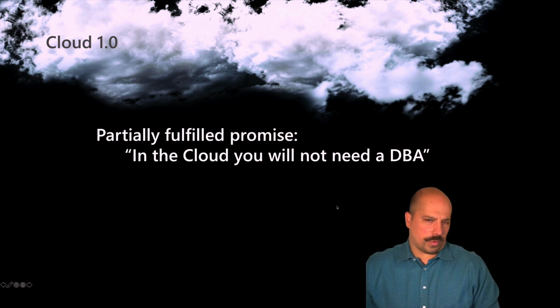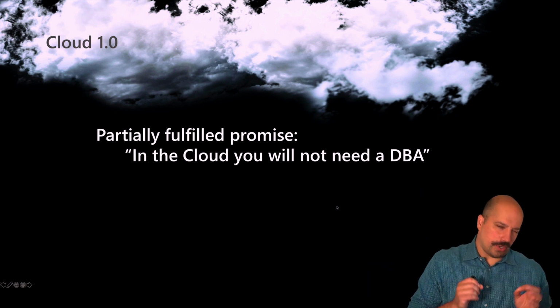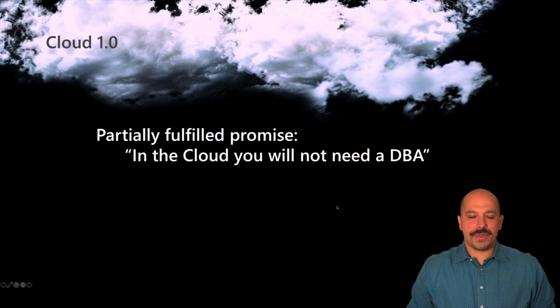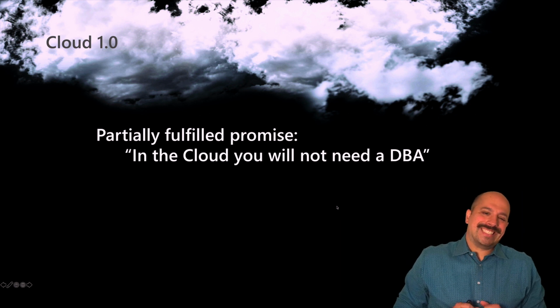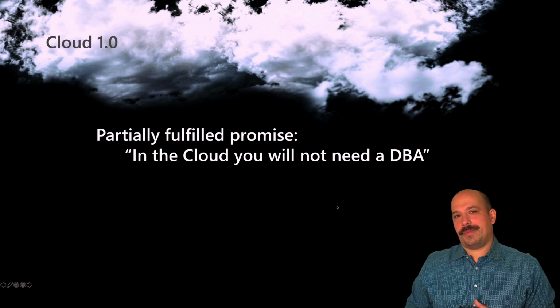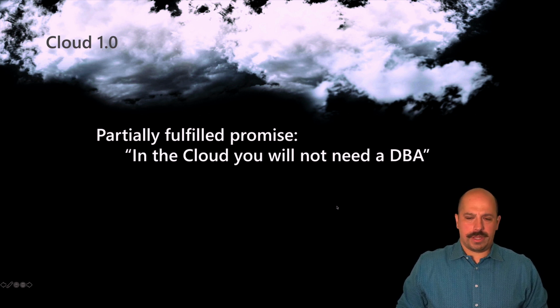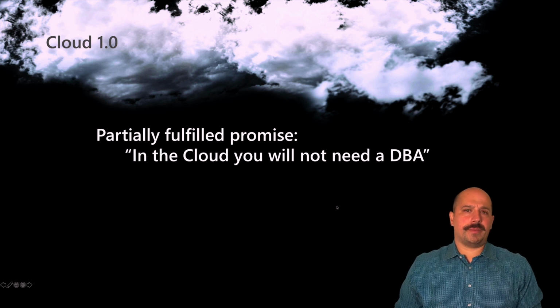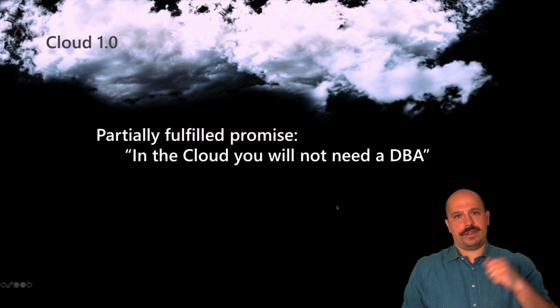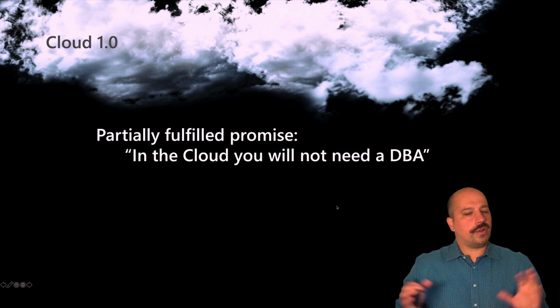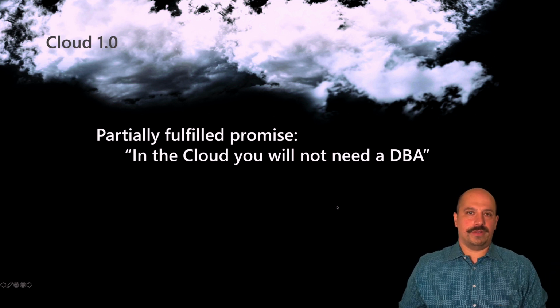So what's the problem with Cloud 1.0? Well, there was one only partially fulfilled promise in Cloud 1.0. We told you, come to the cloud, you're not going to need a DBA in the cloud. That is kind of true, but not completely, right? Lots of the operations that a DBA used to do, like setting up the backup infrastructure for your database, guaranteeing high availability, upgrading the operating system, upgrading the security patches for your database, are all pretty much done and automated in the cloud today.